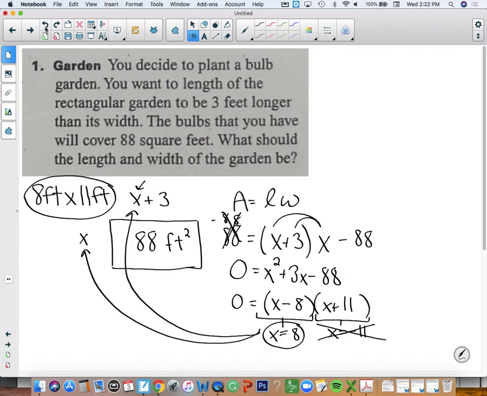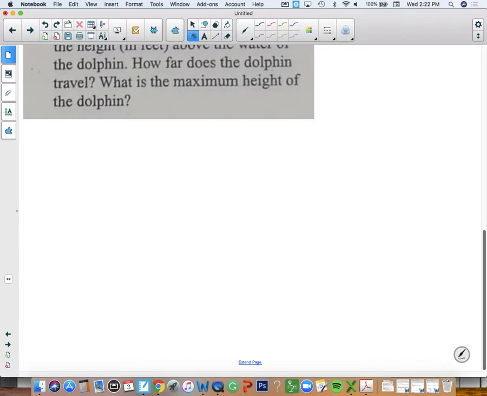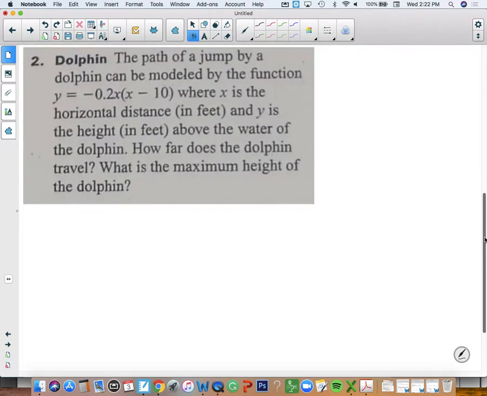All right, that is number 1. So number 2, let's check that one out. I think that's the dolphin problem. Okay, we have a dolphin. The path of a jump by a dolphin can be modeled by the function right there. That function is y equals negative 0.2x times the quantity x minus 10, where x is the horizontal distance in feet and y is the height in feet above the water of the dolphin. How far does the dolphin travel? What's the maximum height of the dolphin?